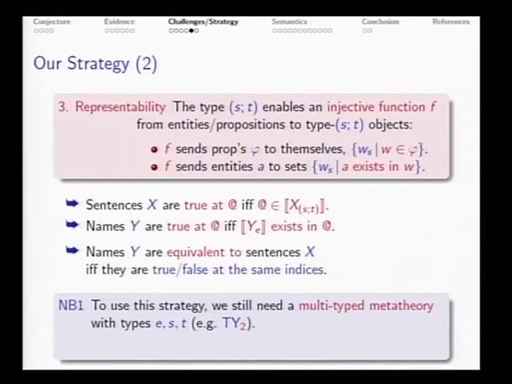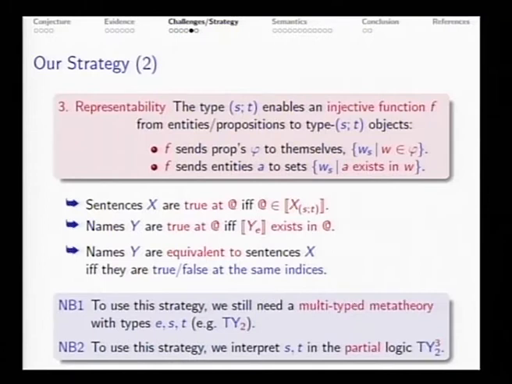The second point that's interesting is that also because our representational strategy uses the existence predicate, if we then want to be able to have the standard behavior for negation, we need to be able to interpret our type ST in a partial logic. So in fact, we'll not adopt Ty2, but a partial version of Gallin's logic Ty2 as our meta-theory.